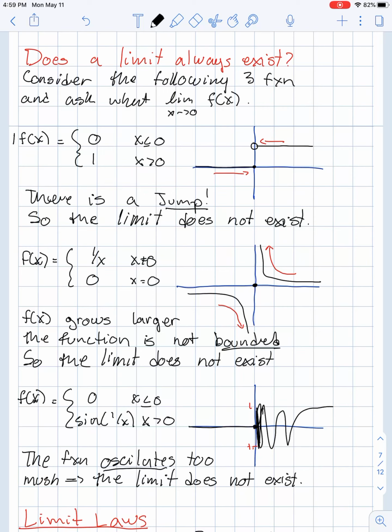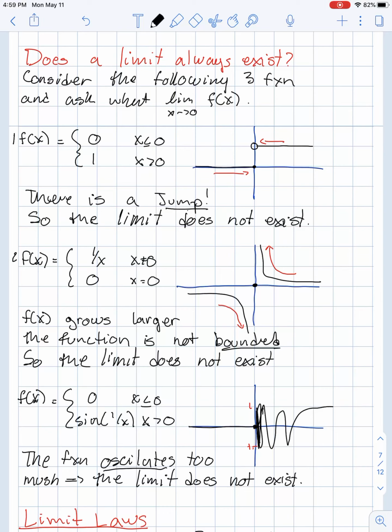As you can see, on the left hand, I'm going to be approaching 0. On the right hand, I'm going to be approaching 1. I can't have a limit equal two different numbers. It has to equal one number. So there's what we call a jump. A limit does not exist when there's a jump. Right? So that's one case.